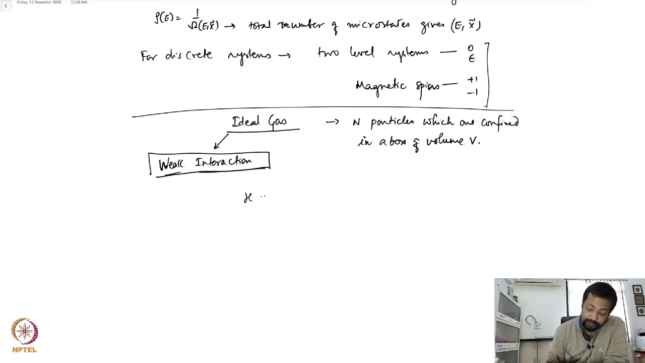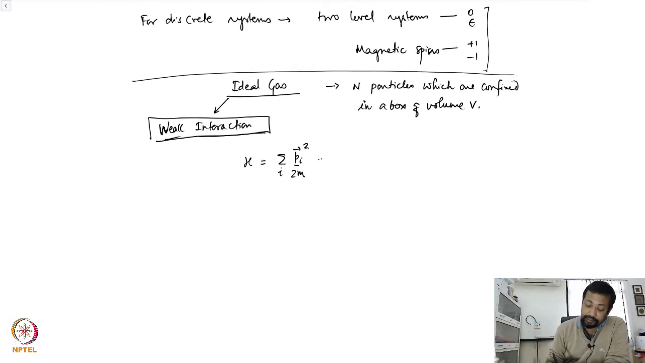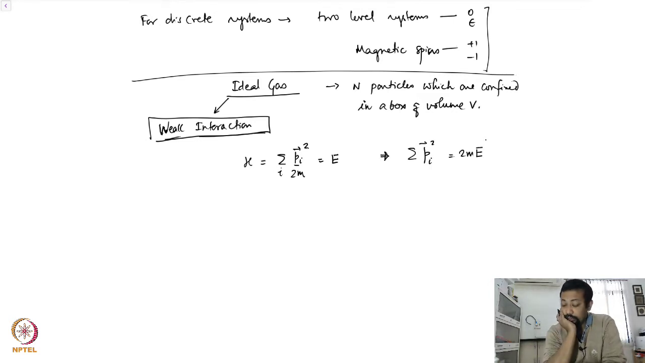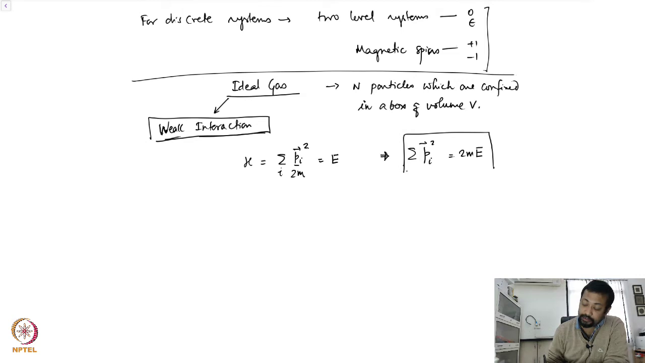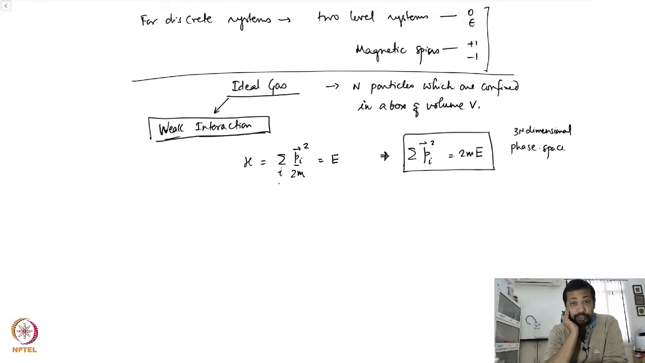So the Hamiltonian of this system is sum over i of pi squared over 2m, and this is equal to E, which means sum of pi squared is equal to 2mE. So if you are looking at this in the phase space, then it's a hypersphere in 3N dimensional phase space. Note that the Hamiltonian does not have any interaction, and therefore the coordinate is not there. So the sole representation of the phase space is your momentum.